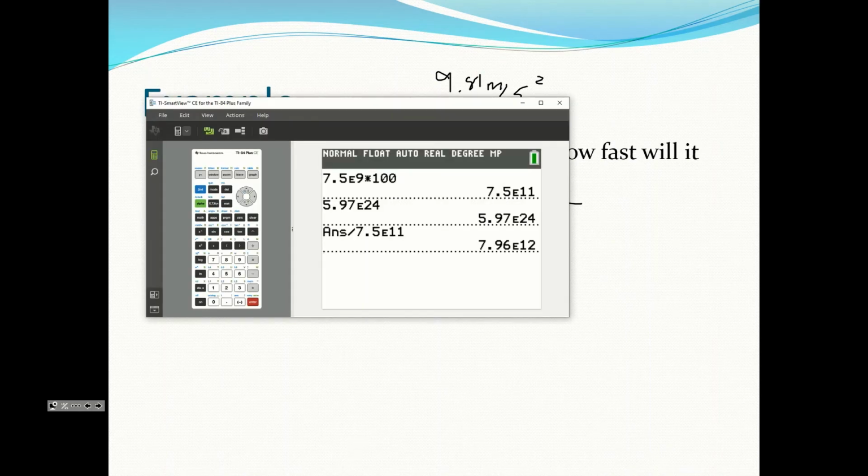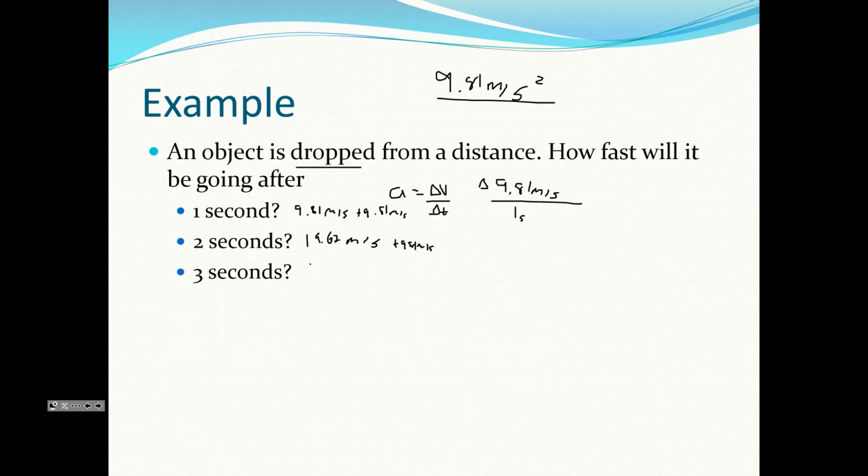I forget, I can't do this in my head. So if I go 19.62 plus another 9.81, then I end up getting 29.43 meters per second. So that's what 9.81 meters per second squared is. No matter what the object is, no matter what the mass, if we ignore air resistance and the force of gravity is acting on it, it's going to gain 9.81 meters per second every second it falls.